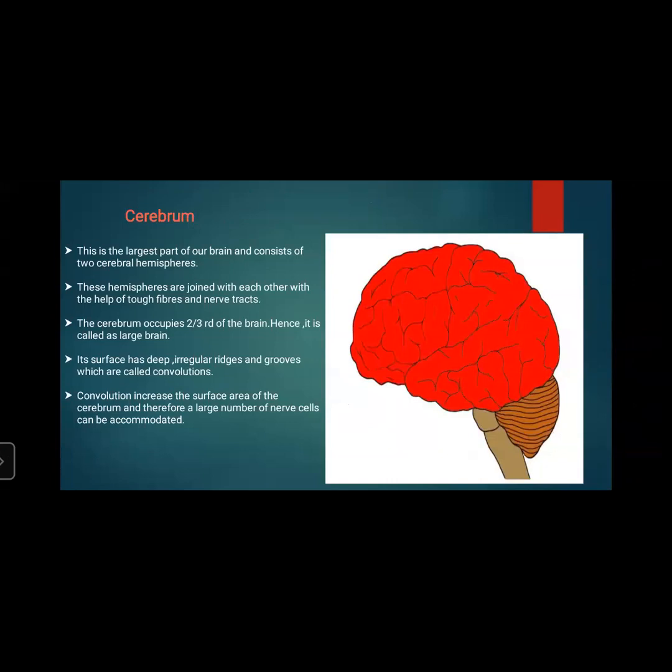These hemispheres are joined with each other with the help of tough fibers and nerve tracts, and the cerebrum occupies 2/3 of the brain. Hence, it is also called the large brain. Its surface has deep, irregular ridges and grooves, which are called convolution. Convolution increases the surface area of the cerebrum and therefore a large number of nerve cells can be accommodated here. So cerebrum is the largest part of the brain.